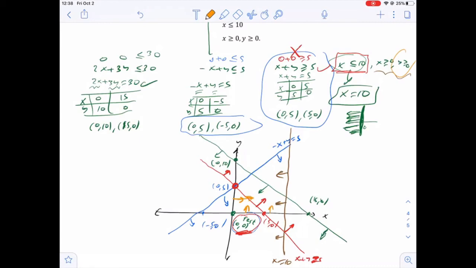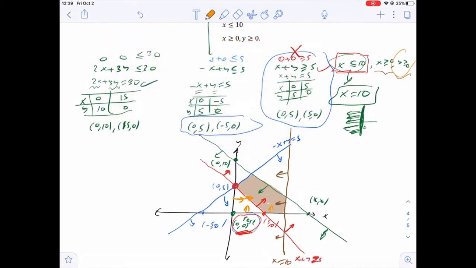So where's the region of intersection of all these regions? The region of intersection is this: above the x-axis, to the left of the brown line, below the green line, below the blue line, and to the right of the red line. This is the region. So this is region S.